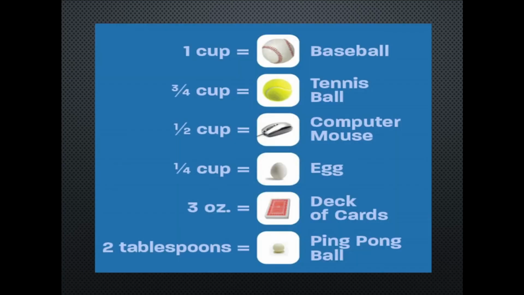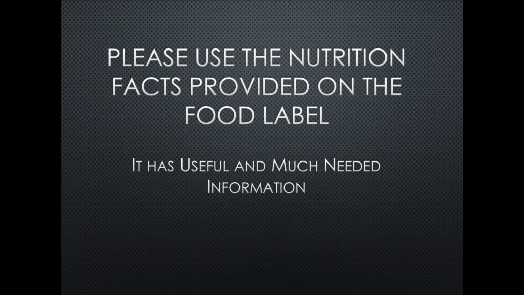It's a handy guide right on your own body. Another way to look at it is 1 cup equals the size of a baseball. Everyone knows what a baseball looks like. 3/4 cup is a tennis ball size. So grab your dog's tennis ball. 1/2 cup is the size of your computer mouse. 1/4 cup is equal to an egg, and 3 ounces is equal to a deck of cards. A ping pong ball is about 2 tablespoons. Pretty easy to measure that way.